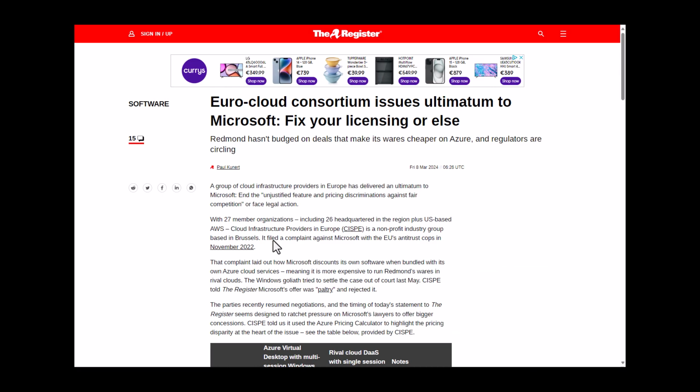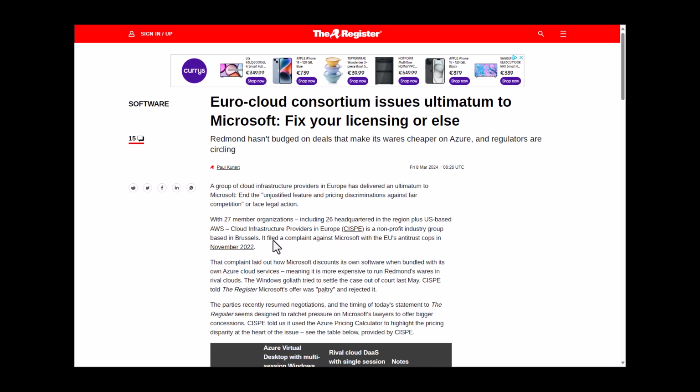The Register has reported that a group of cloud infrastructure providers in Europe has delivered an ultimatum to Microsoft, which is essentially to end what they call an unjustified feature and pricing discrimination against fair competition or face legal action. The complaint laid out how Microsoft discounts its own software when bundled with its own Azure cloud services, meaning it's more expensive to run Microsoft's software in rival clouds. It was reported that Microsoft offered to settle, but the offer was deemed to be paltry.